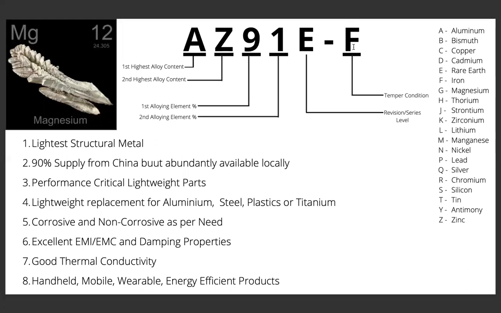So whenever people are talking to you about magnesium alloys, they will talk to you about ZE41 or AM50. These are the ways that magnesium alloys are categorized. I'll send this later on this presentation so that you can have this handy, and you can also understand different types of magnesium alloys.